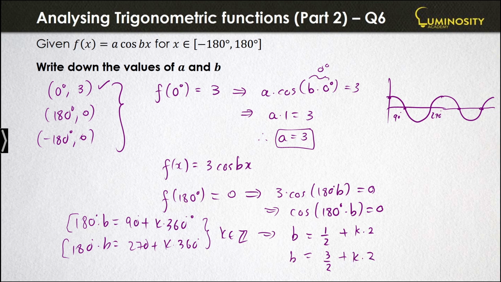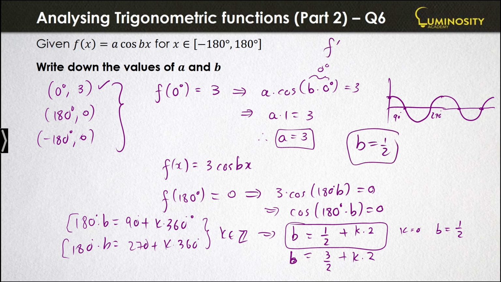So how do I know which b value to take? For the first one here, if I put k equals 0, then I simply get b equals a half, and that value will work. Similarly, if you take any other k value for either one, all of these would work. So I would just take the easiest one, which is when k equals 0, b is a half. So the function that we have is f of x equals 3 cos of a half x.